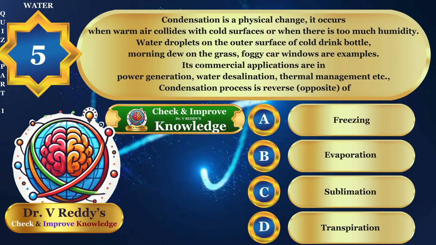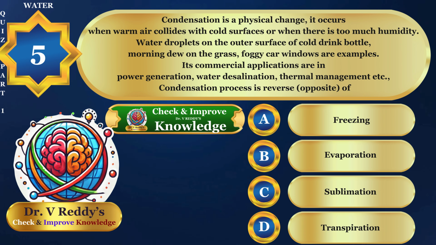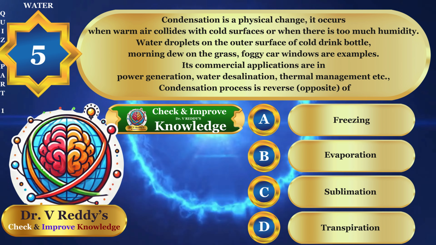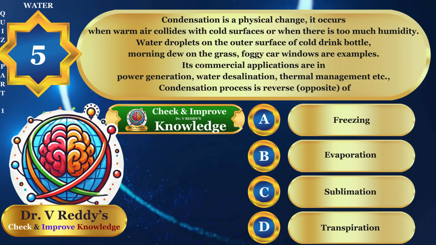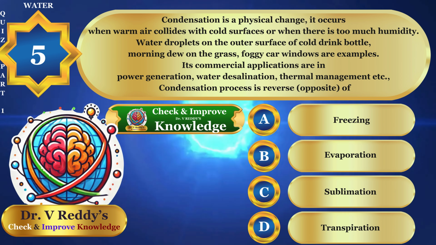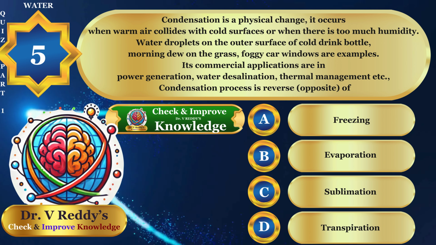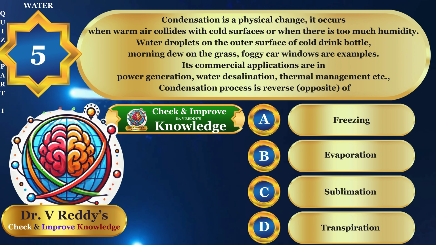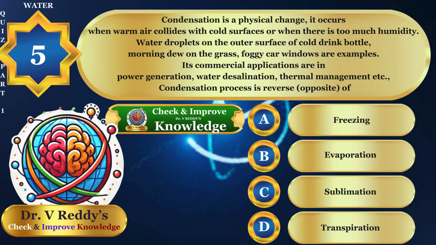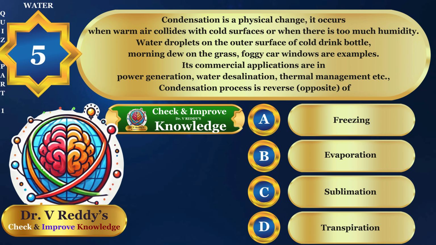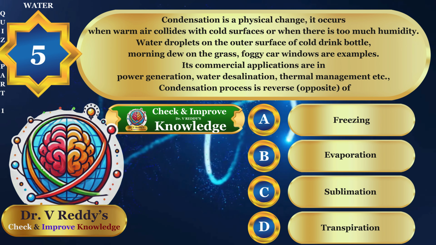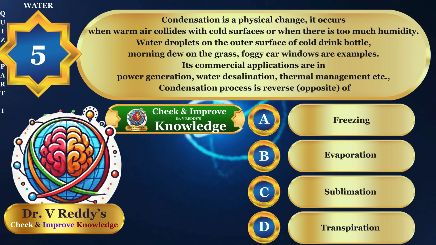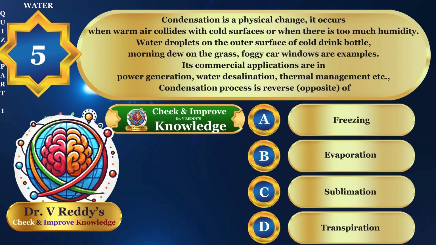Five. Condensation is a physical change. It occurs when warm air collides with cold surfaces or when there is too much humidity. Water droplets on the outer surface of a cold drink bottle, morning dew on the grass, and foggy car windows are examples. Its commercial applications are in power generation, water desalination, thermal management, etc. Condensation process is the reverse, opposite of A. Freezing, B. Evaporation, C. Sublimation, D. Transpiration.